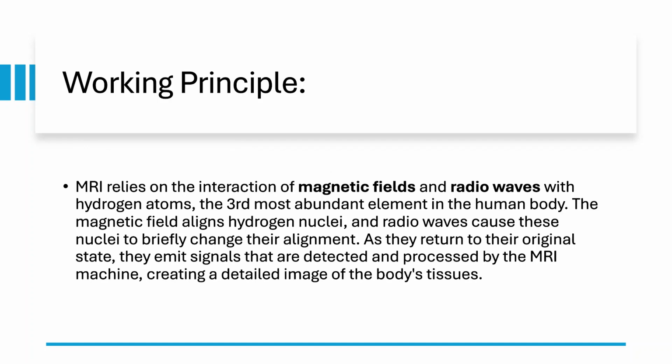Now let us see the working principle behind MRI. So MRI relies on the interaction of magnetic field and radio waves with hydrogen atom, the third most abundant element in the human body after carbon and oxygen. The magnetic field aligns the hydrogen nuclei, and radio waves cause these nuclei to briefly change their alignment. As they return to their original state, they emit signals that are detected and processed by the MRI machine, creating a detailed image of the body's tissue.